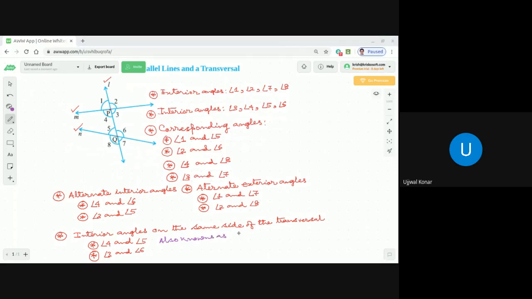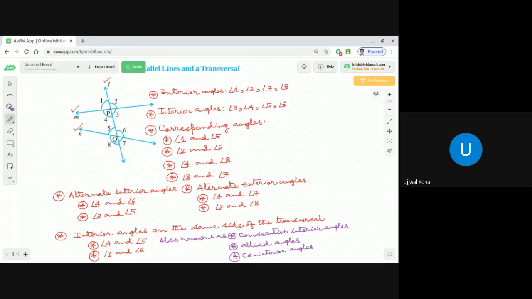Also known as consecutive interior angles, or allied angles, or co-interior angles.